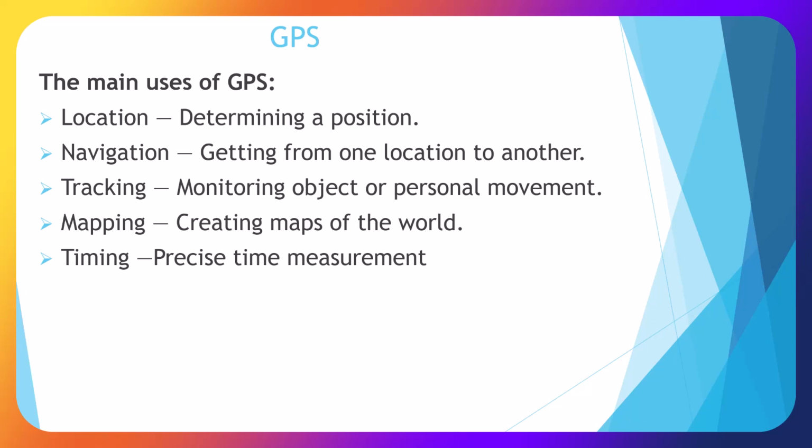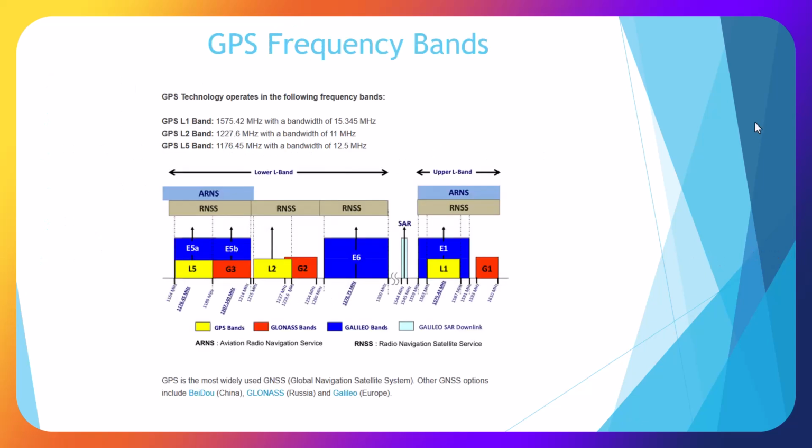Okay, the main uses for GPS are location, navigation, tracking, mapping, and timing. In order for GPS to work, we have to have very, very accurate timing, which we could also utilize. Here's a diagram of navigational satellite frequencies, and it's breaking it all down. In the United States, we have an L1, L2, and an L5 band.